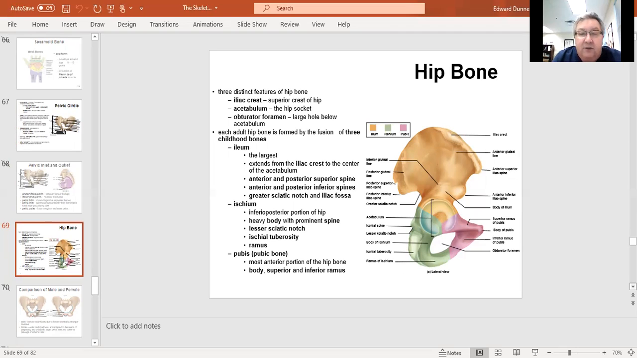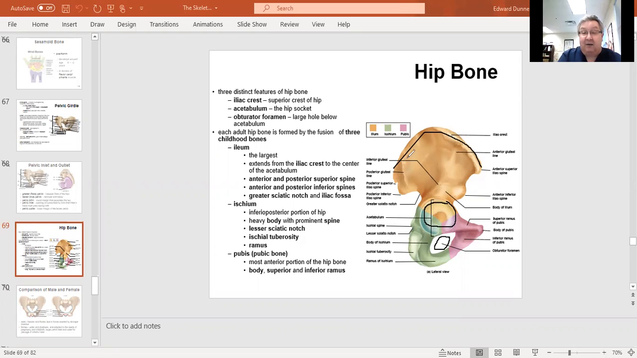So first, what we have on the top is the iliac crest. Right here is the acetabulum, where the head of the femur articulates. And right here, this hole is known as the obturator foramen. That's where the piriformis muscle comes through and sometimes sits on that sciatic nerve.